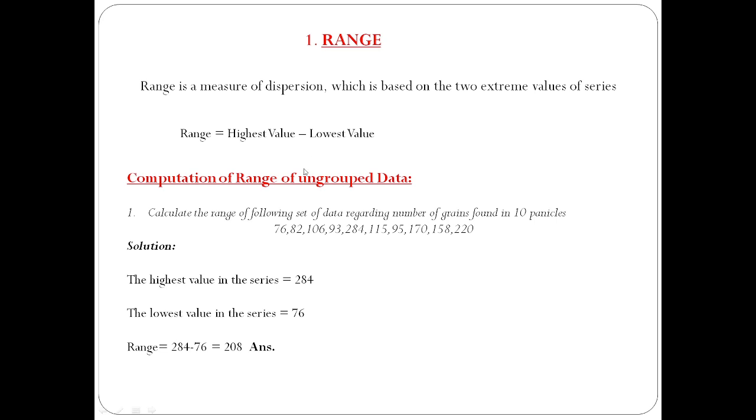Now take an example showing the computation of the range of ungrouped data. Calculate the range of the following set of data regarding the number of grains found in 10 panicles. So here are certain numbers of panicles, and we need to find the range. If we look at the data carefully, the highest number in the series is 284 and the lowest value in the series is 76. So the range is 208.